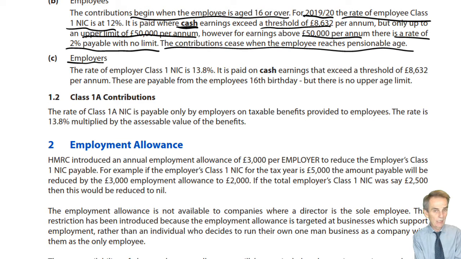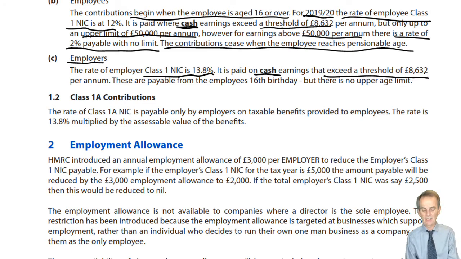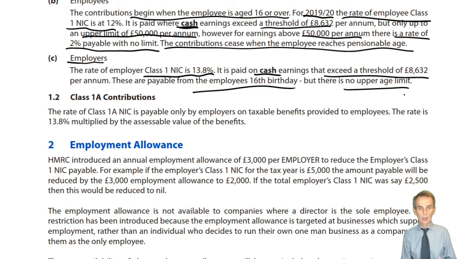Employers, as we have seen on the table, the rate is 13.8%, again on cash earnings, and only those that exceed that threshold of £8,632 per annum. Again, are payable from the employee's 16th birthday, but this time there's no upper age limit. For employers, there's no upper limit at which the 13.8% reduces. It stays at 13.8% up to whatever level that employment income may be. There is no upper limit, and equally there's no upper age limit either there.